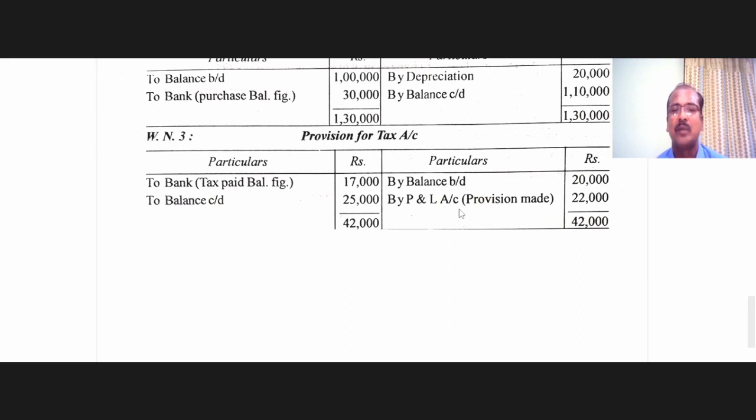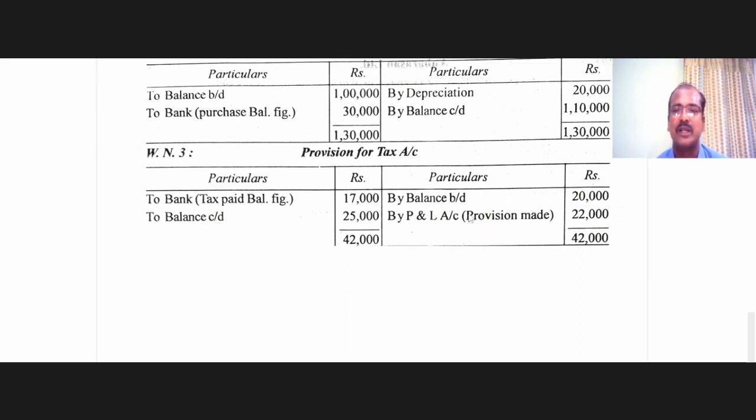So profit and loss account debit to provision for tax. So it is 22,000. Now listen to me. Opening was 20,000. Now they have added 22,000 more. So the closing is supposed to be 42,000 if nothing else has happened. But the actual closing is only 25,000. 42,000 minus 25,000, what is the difference? The difference is 17,000. So 17,000 rupees is missing from this account. It has gone out in the name of tax paid.